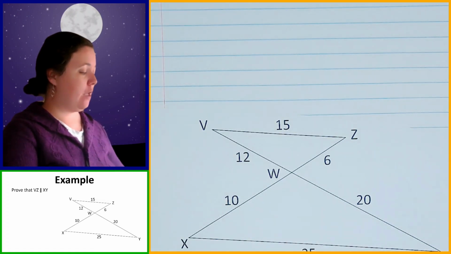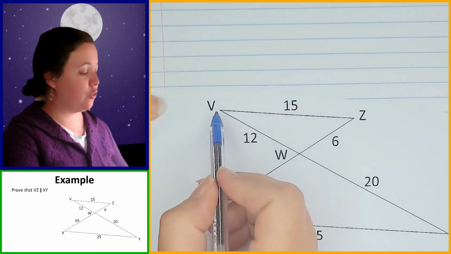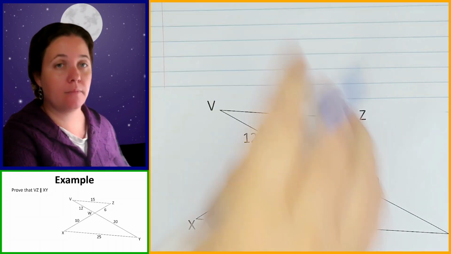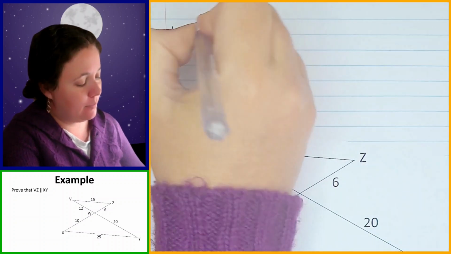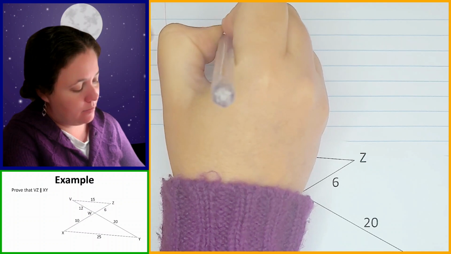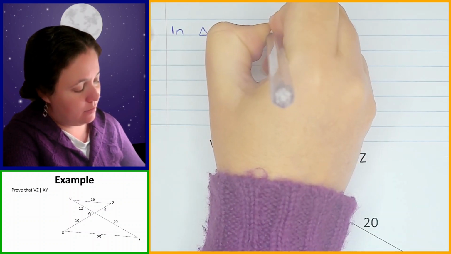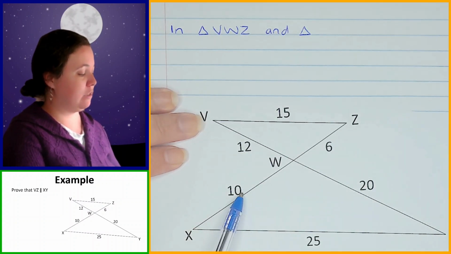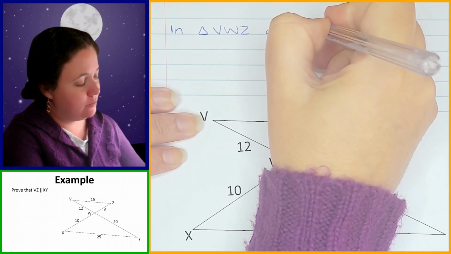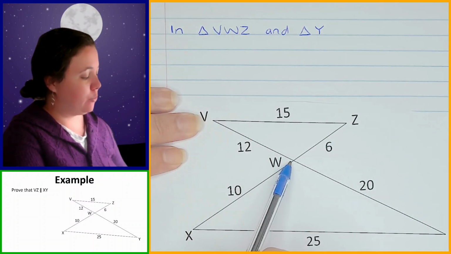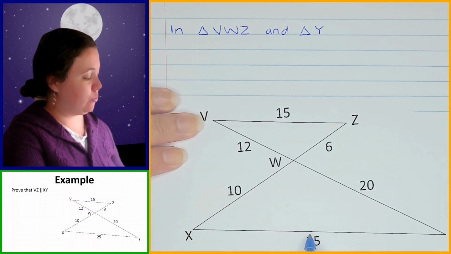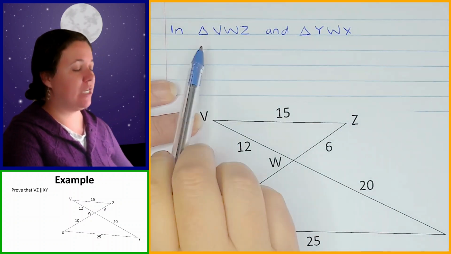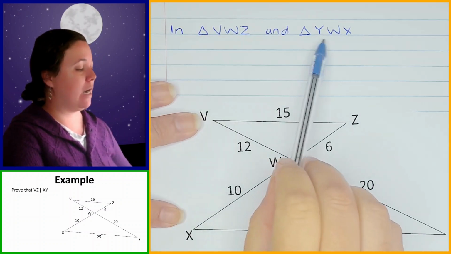Okay, so I'm going to start off by stating the two triangles that I'm working with. So in triangle VWZ, and triangle, so now V is opposite the shortest side. So here's the shortest side, the angle opposite that is Y, so Y goes first. Then W is opposite the longest side. So here W is opposite the longest side as well. So W goes next. And then X is going to be last. Okay, so in triangle VWZ and triangle YWX.